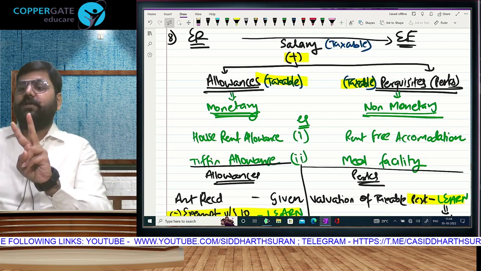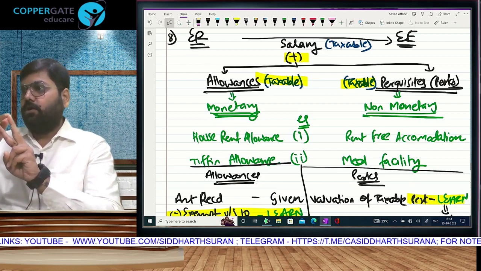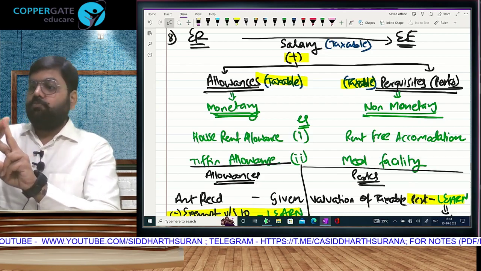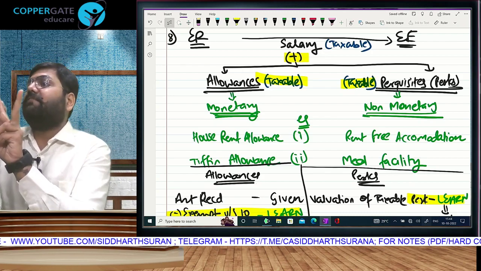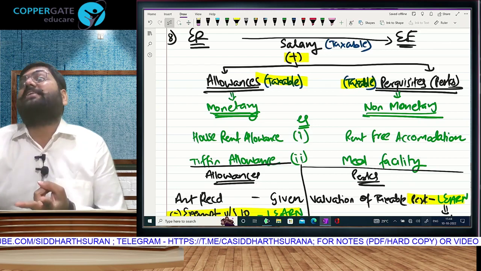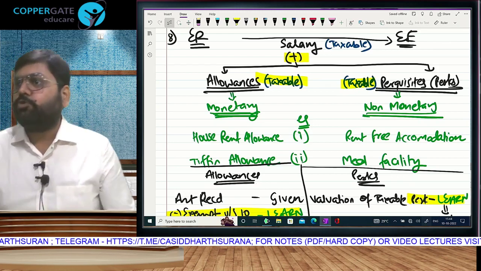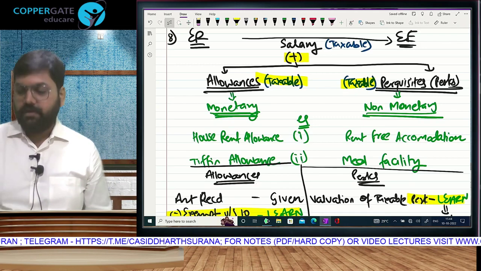Second, differences. Allowances are in money. Perquisites are non-monetary. So money, non-money. But both are taxable, so in both I will teach you calculations. Under allowances, what we receive is already given to us, so from this, what is exempt? That exemption part I will teach you. But under perquisites, directly how to value the taxable amount will be taught to you.